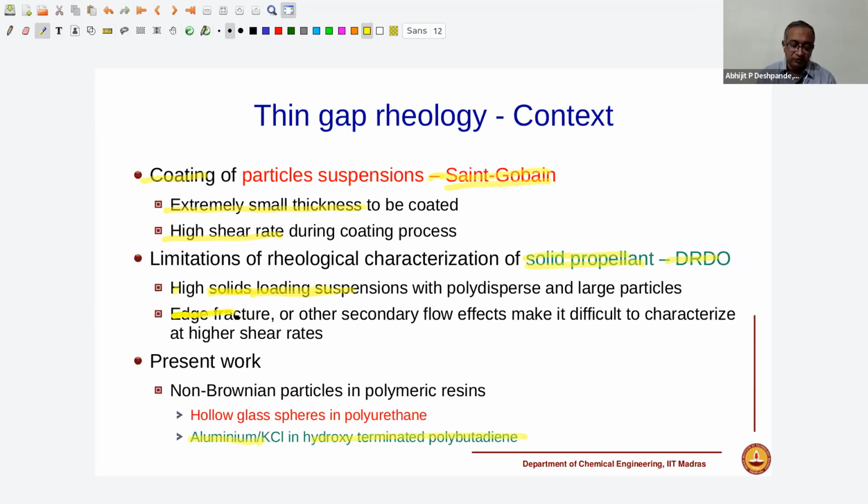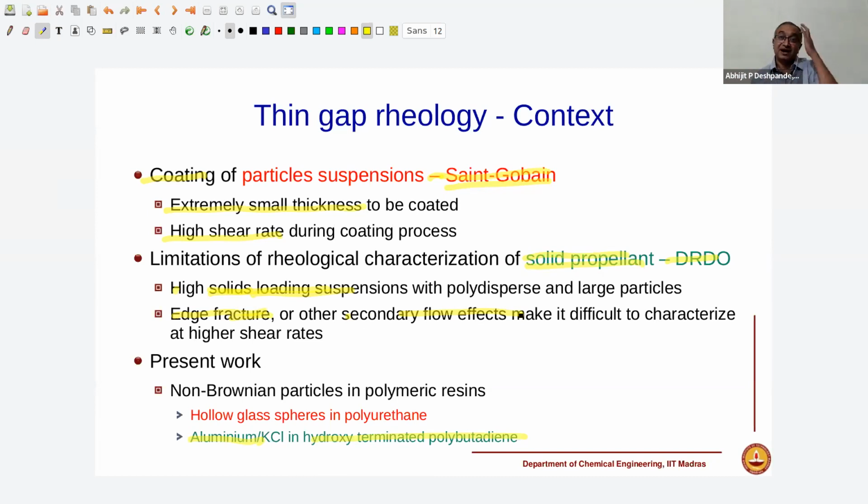And so anytime you try to measure viscosity or any other flow property, secondary flows make it very difficult. And so in DRDO, for instance, they are not able to correlate how solid propellant behaves while making the rocket propellant motor versus its viscosity that is measured in the lab. And so, can thin gap be used to extend the shear rate, so you can measure the properties?